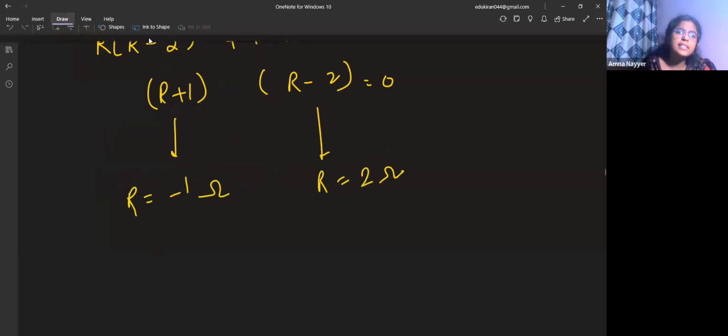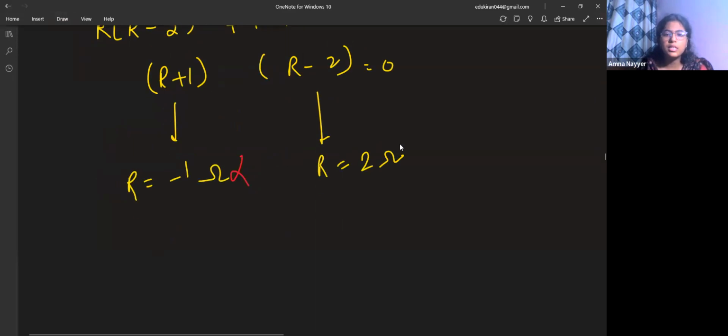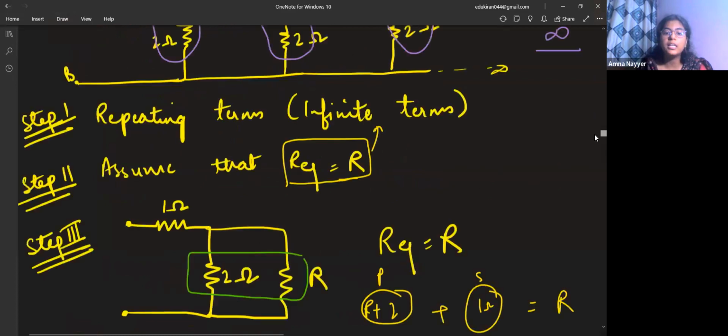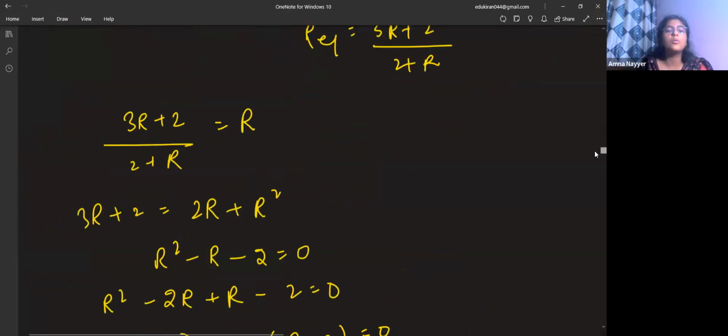Obviously, resistance can never be negative, so this isn't possible. So this is our final answer: resistance is equal to 2. Which resistance is this? This is our equivalent which you assumed over here. And what was R? For infinite resistors, the answer means your final answer is this. This is the only way you can solve.